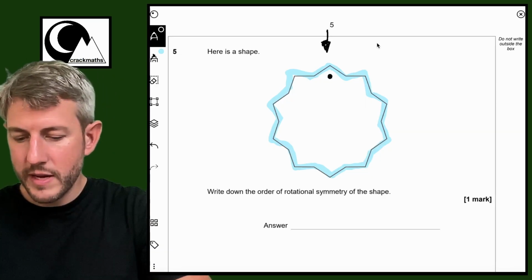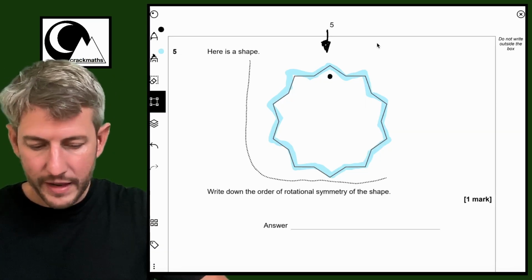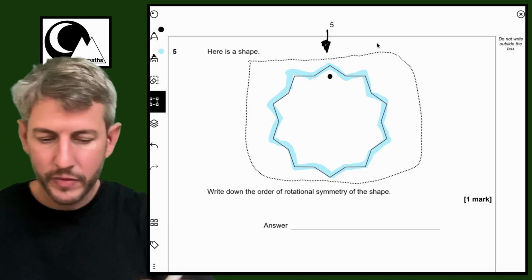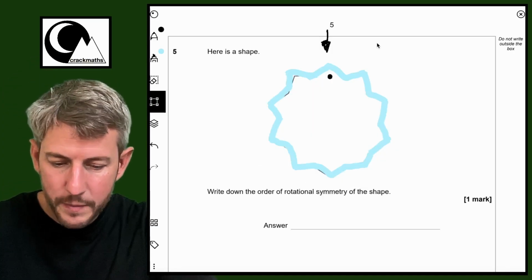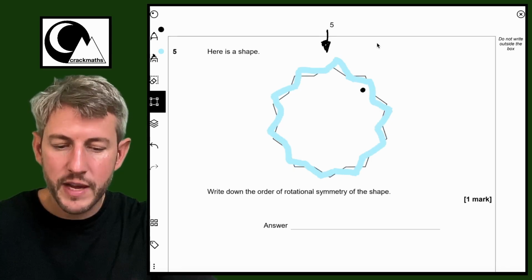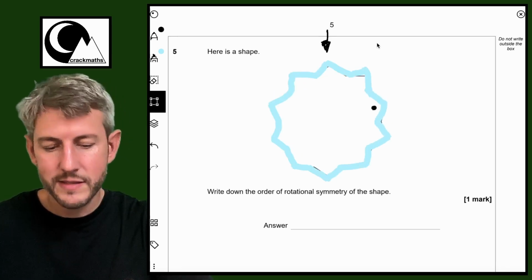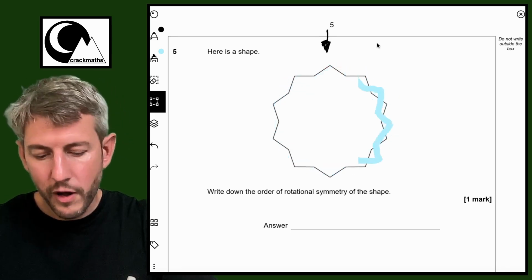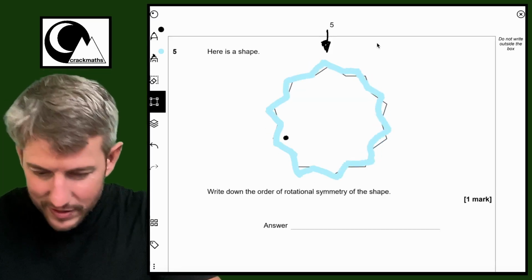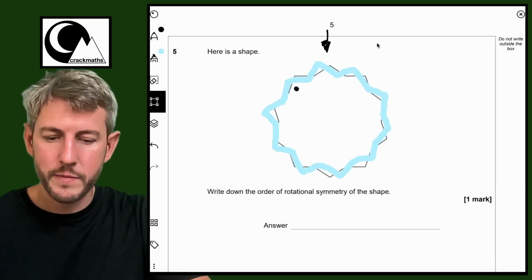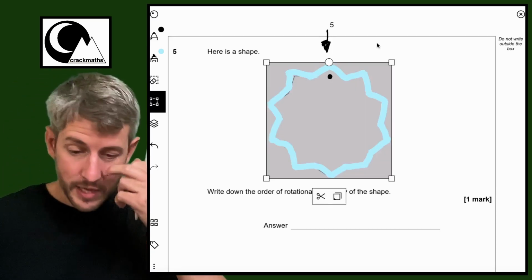Now I'm going to go around here, and you can do this with your tracing paper if you want, and I'm going to spin it to see how many times it makes the same shape. So once, twice, 3 times, 4 times, 5 times, 6 times, 7 times, 8 times, 9 times, and then 10 times. Okay, so we're back there.